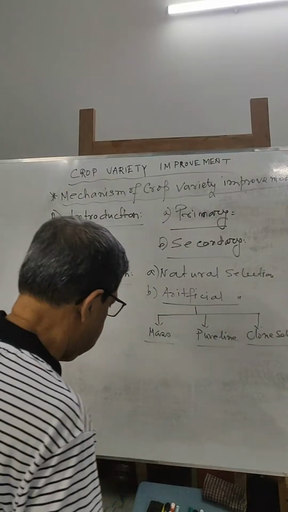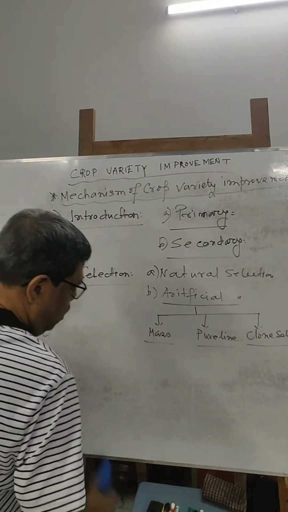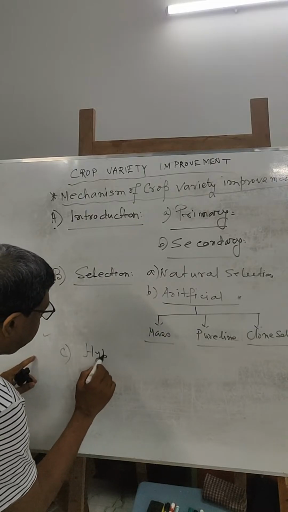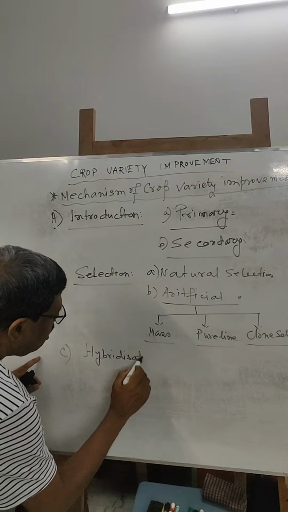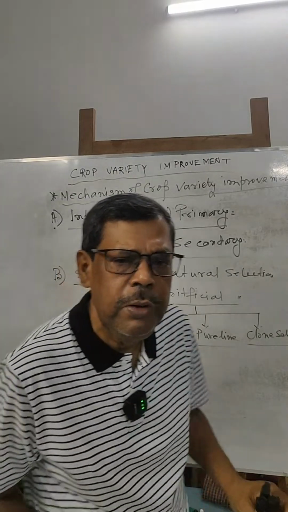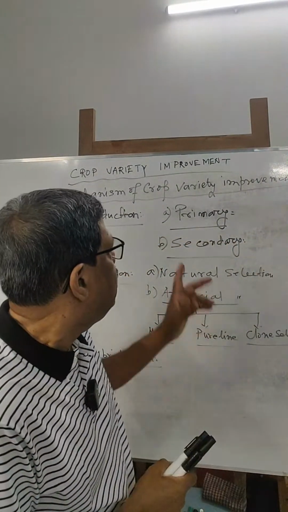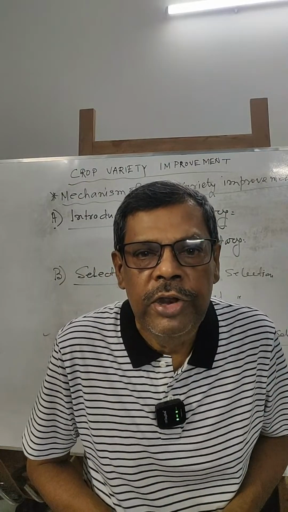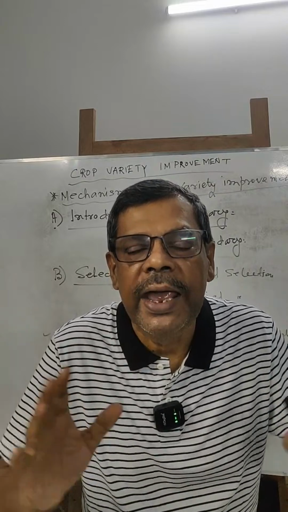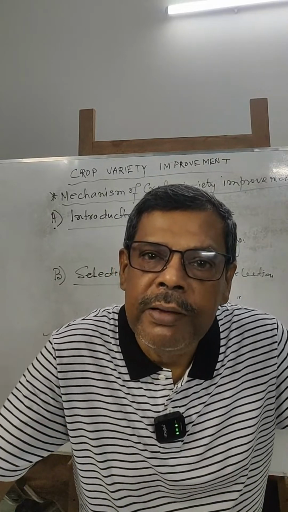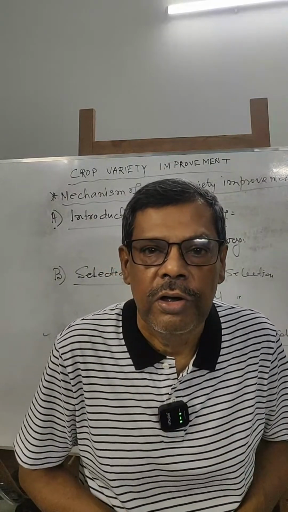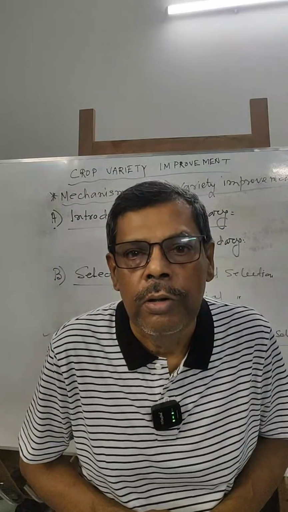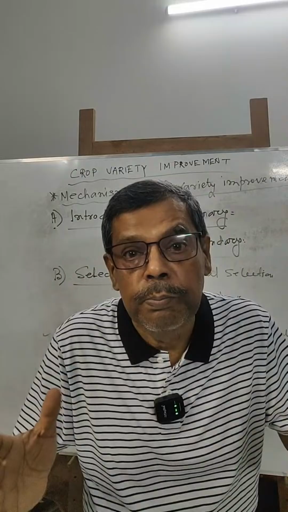Next, selection, the second procedure. The third procedure is hybridization. This is the most important type of crop variety improvement mechanism. In this case, two desirable characters of a variety are selected from different genotypic plants. These plants are crossed and produce a hybrid. This process of hybridization is very important for improved crop production.